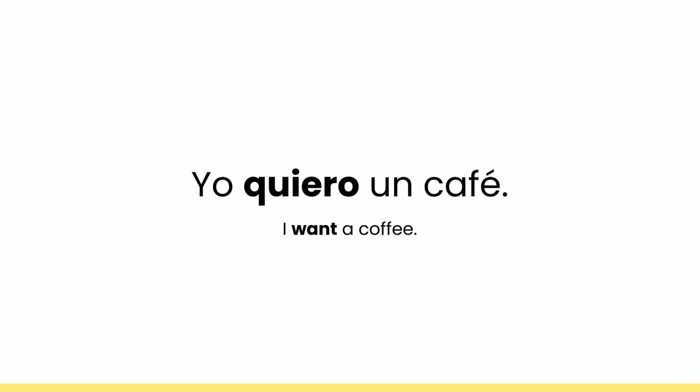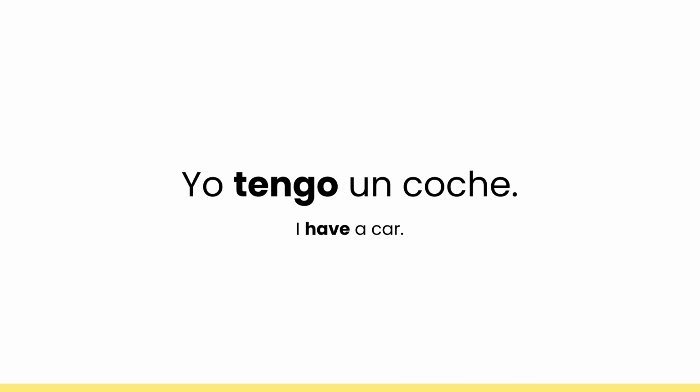Or for example, in this sentence, I have a car. We use the verb tener, which was to have. And then of course we need to conjugate it into the I form. So yo tengo un coche. I have a car.